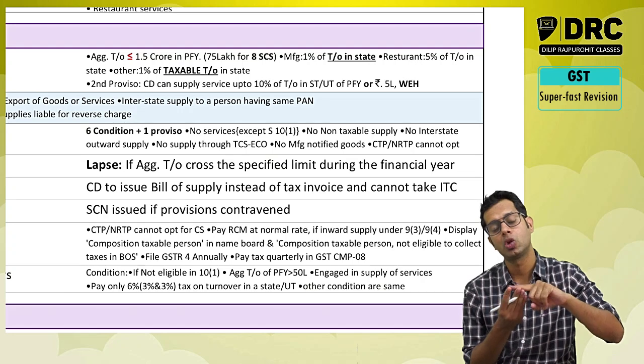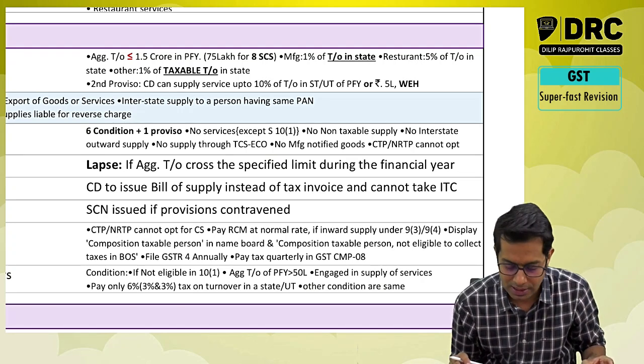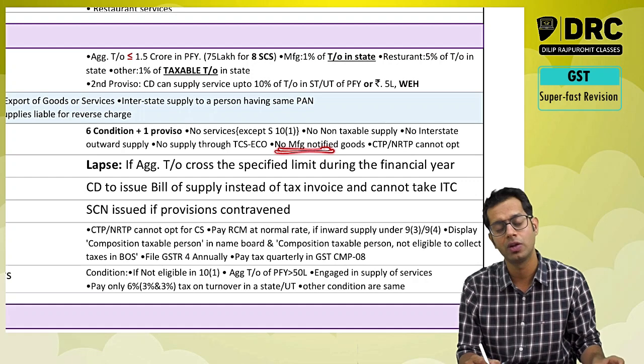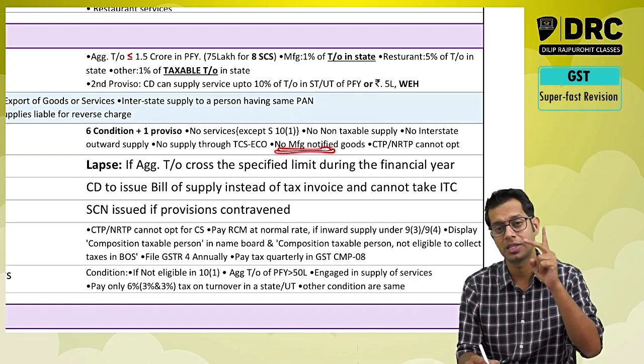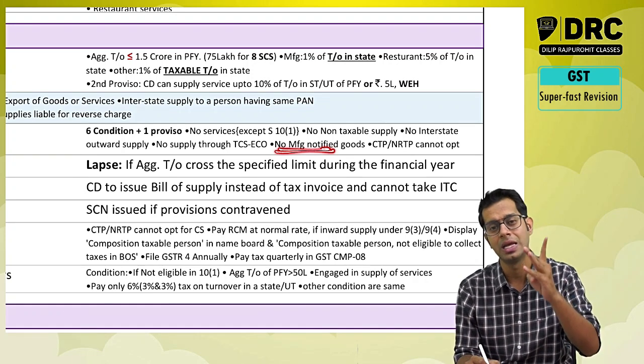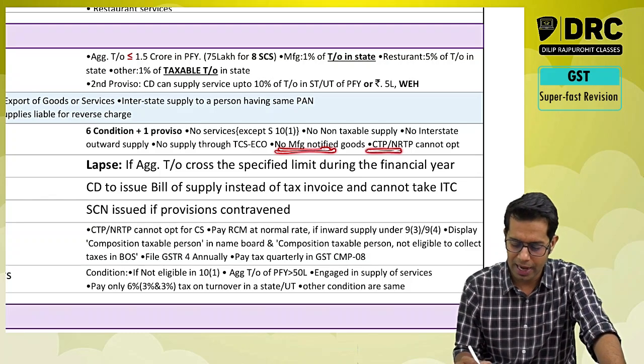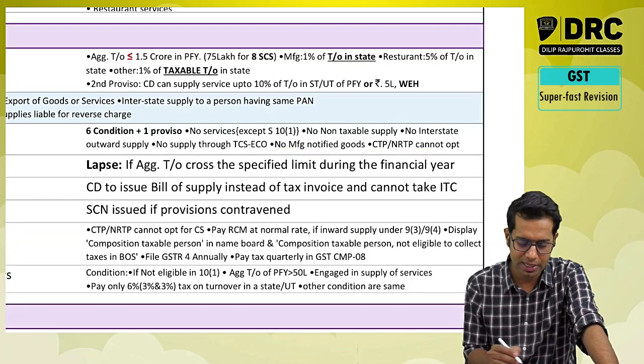He should not supply through an e-commerce operator who is required to collect the taxes under section 52. He should not manufacture notified goods, which are pan masala, irritated water, tobacco and tobacco products, ice cream and bricks, roofing tiles, etc. And he should not be a casual taxable person or a non-resident taxable person.